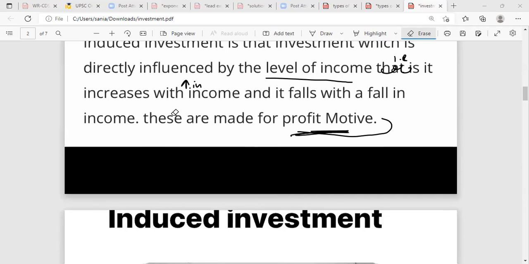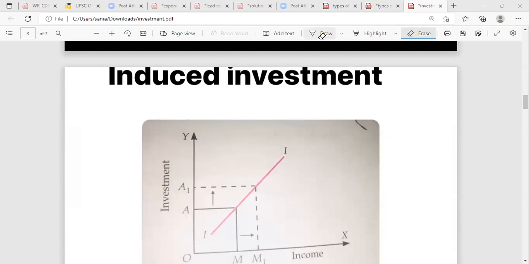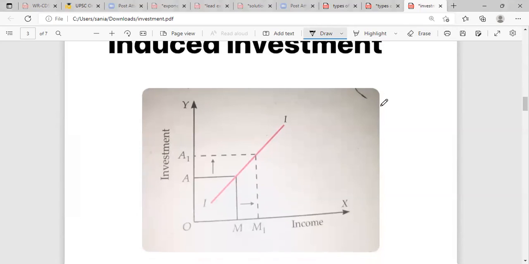Okay, good. Now we have two diagrams. This is a diagram for induced investment. This is your investment. So basically, what is happening? For example, let's take this as 10 and this as 20. When you have 10 income, at that moment your investment was also 10, right? But when your income increases, like it became 20, your investment also increases, right? So this is your induced investment.